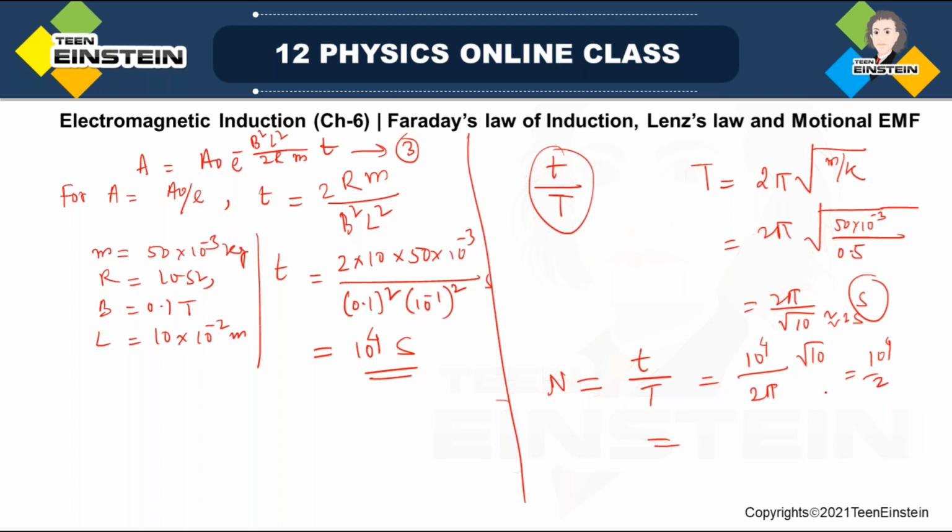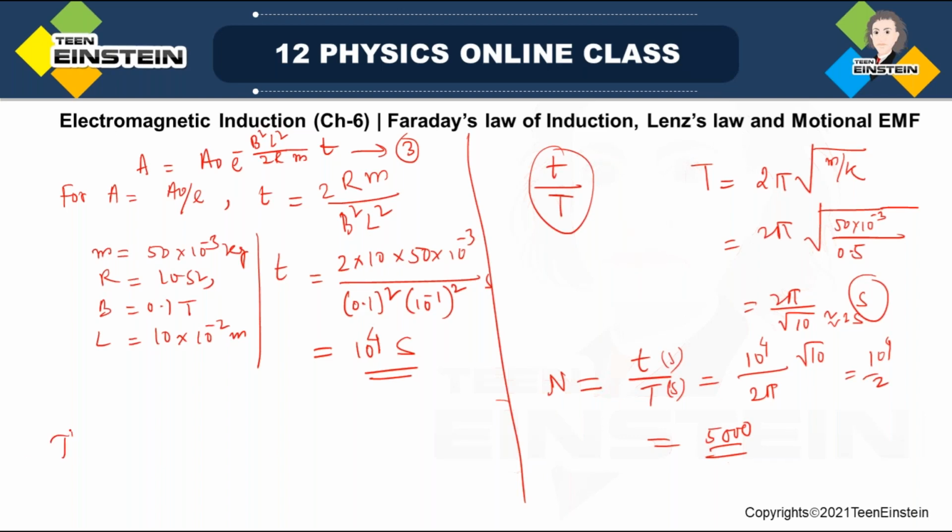This is a number. This has seconds, this also has seconds, so it is a dimensionless quantity. Generally, oscillations is a number per second. So this will give you 5 times 10 to the power 3. So this is the number of oscillations.